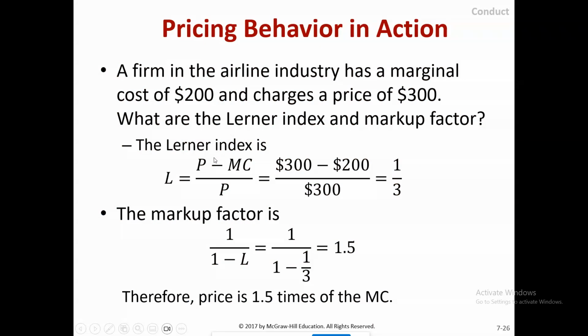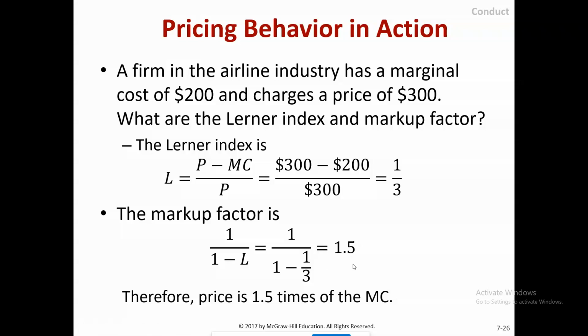The Lerner index is the difference between price 300 and marginal cost 200 over price 300, which is a third. The markup factor is the inverse of 1 minus the Lerner index. 1 over 1 minus a third. The answer is 1.5. Price is 1.5 times the marginal cost.